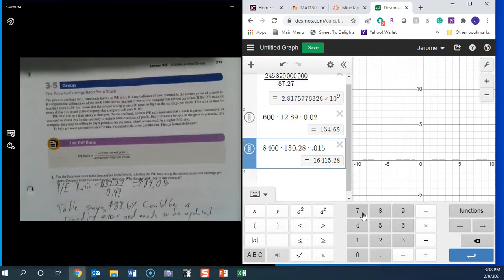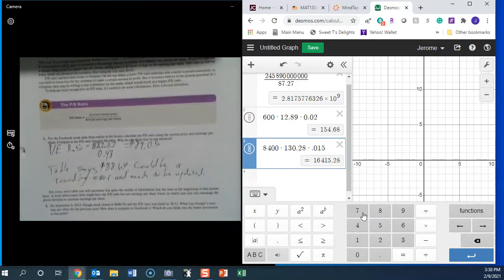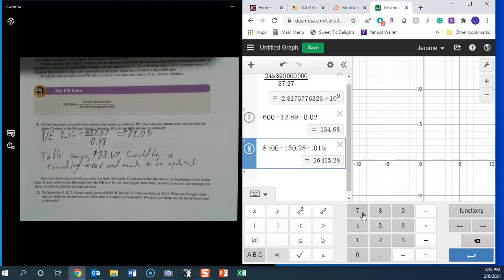All right. Number two. Not every stock table you will encounter has quite the wealth of information that the ones at the beginning of this lesson have. A more abbreviated table might have the price over earnings ratio, but not earnings per share listed, in which case you could rearrange the above formula to calculate earnings per share.